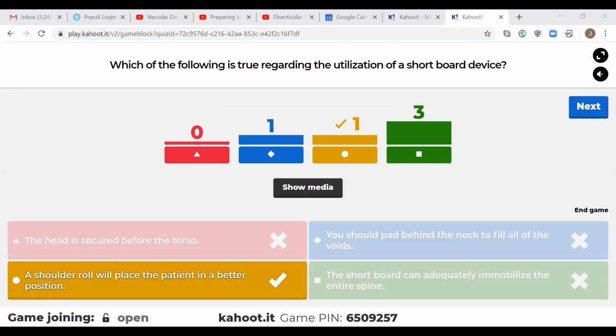Let me see. This is the explanation. Rolling the shoulders back will place the patient in a more natural position. You should not pad behind the neck, as this can produce a pivot point. Well, you only pad if you have to. That's the point there. So that's why that's the answer. Most of you chose the shortboard can adequately immobilize the entire spine. That is also true.